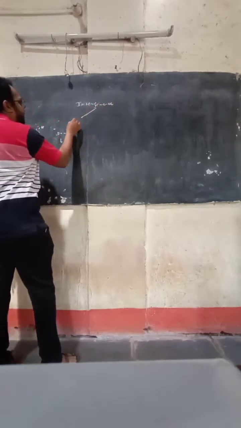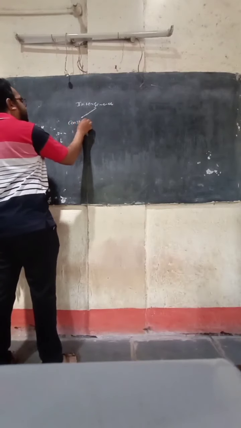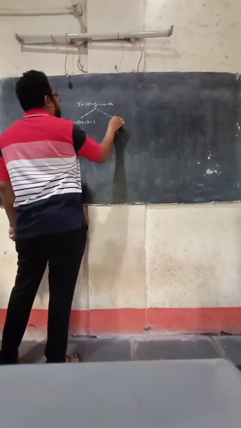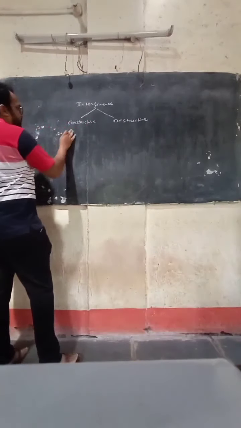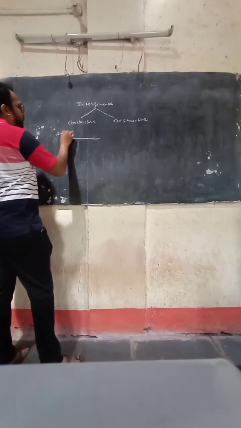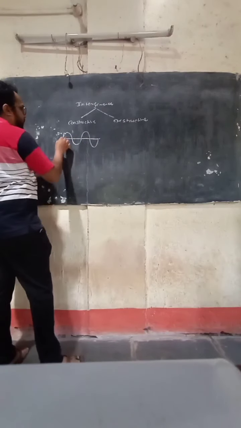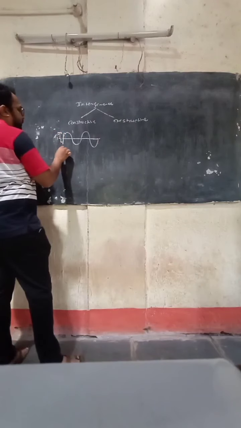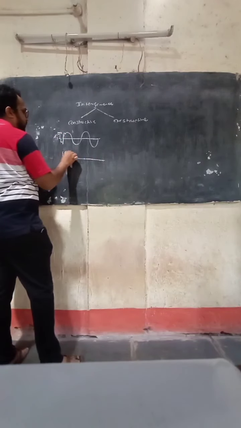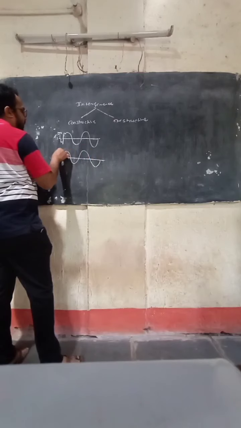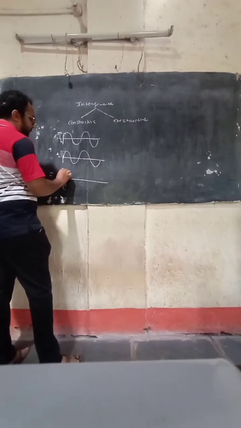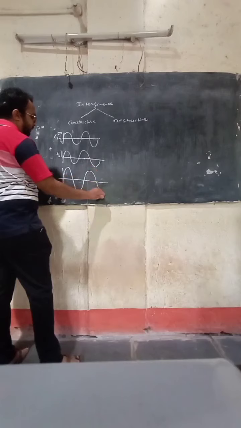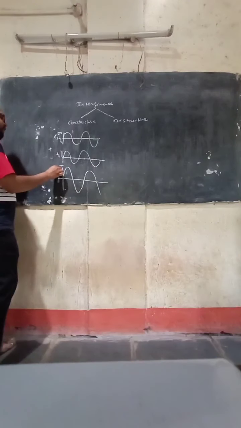Interference is of two types. One is constructive interference and the other one is destructive interference. So suppose in case of constructive, this is the amplitude A1 and another wave of amplitude A2. When these two waves superimpose each other, we'll get the resultant amplitude as this. Resultant amplitude will be A1 plus A2.